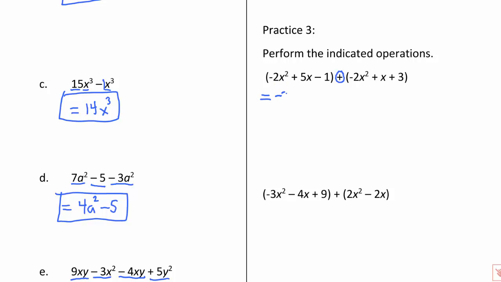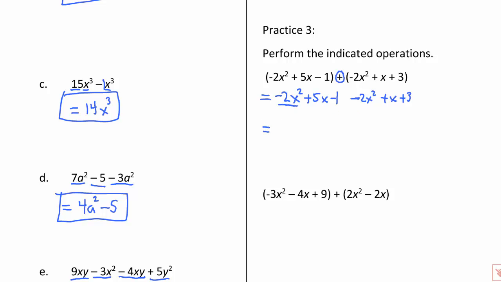So that's going to give me negative 2x squared plus 5x minus 1 plus we have the negative 2x squared plus x plus 3. Now I don't really like seeing this here, a plus and negative, so really instead of writing that, what I would prefer you do is just write minus 2x squared, because that's what plus and negative means, right? Minus 2x squared. Okay, then we simply combine like terms.